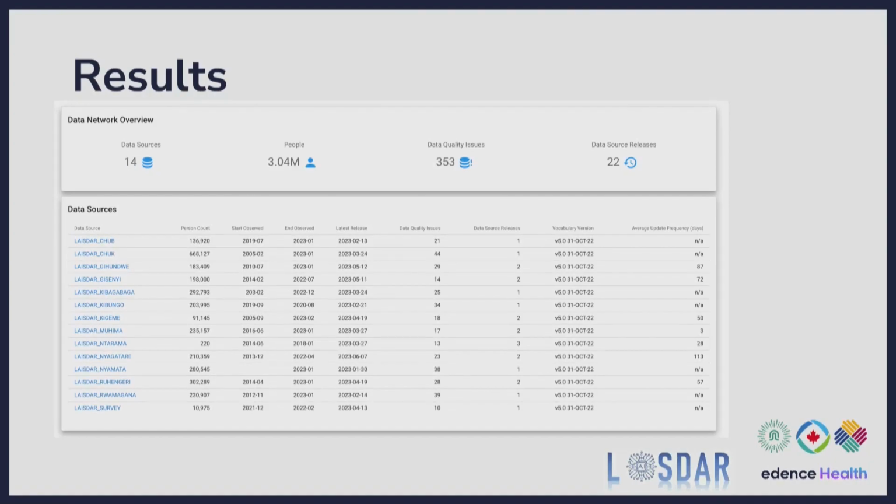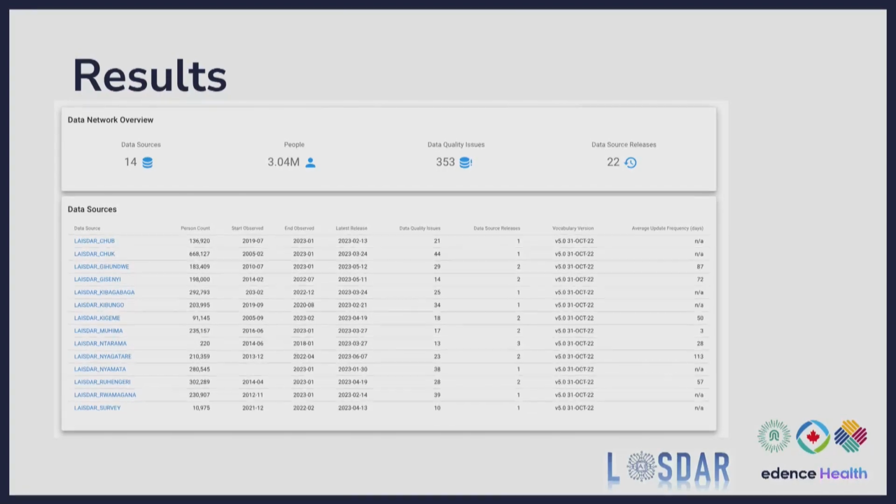And so where are we at now? This is as of, I think, a couple weeks ago. We have 14 out of the 16 sources into OMOP at this point. More than 3 million patients are represented, unique patients, and that is approximately 25% of the Rwandan population, which is quite a nice milestone to hit.